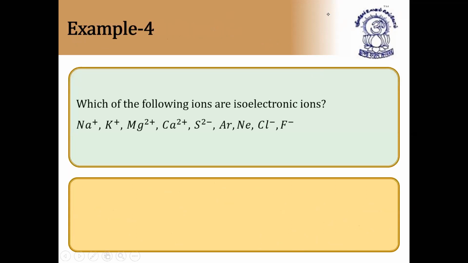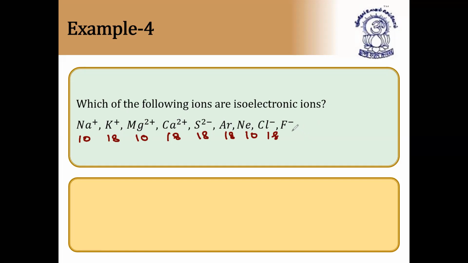Which of the following ions are isoelectronic? Just see here. Sodium plus, atomic number 11, contains 10. Potassium plus is 19 minus 1, 18, because potassium atomic number is 19. Magnesium 2 plus is 12 minus 2, 10. Calcium 2 plus is 20 minus 2, 18. Sulfide ion is 18, because 16 plus 2. Argon is 18. Neon is 10. And Cl minus is 18, because chlorine atomic number is 17 and minus means 1 more electron, 18.